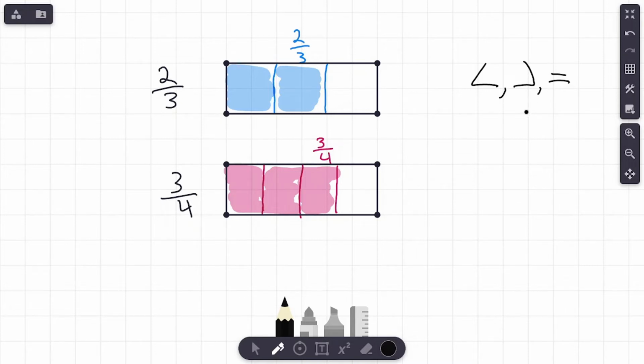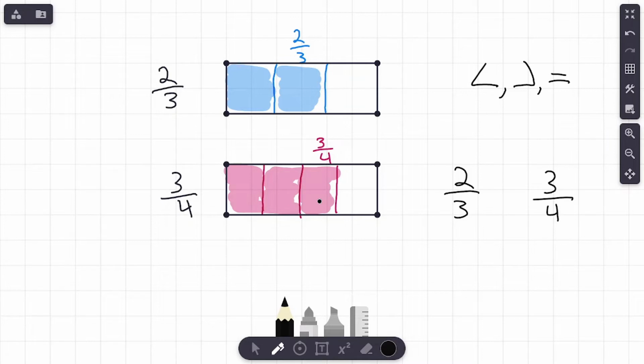Okay. So what we are going to do is figure out which of these symbols we are going to put between these fractions to make this true. All right, we want to make this inequality true. Well, what are you noticing from our picture? What are you noticing from our fraction models?